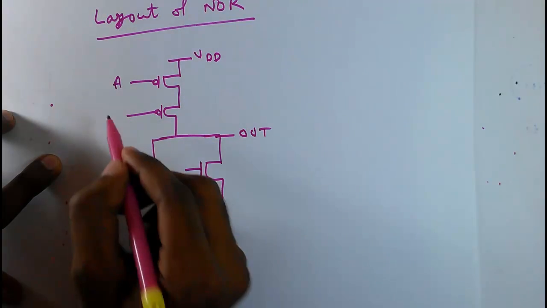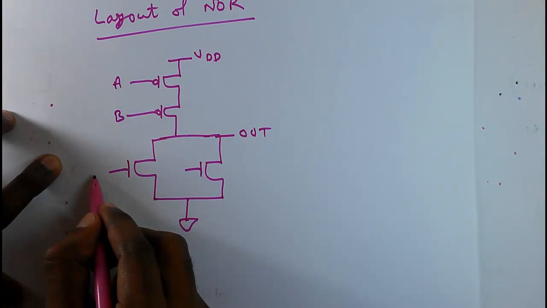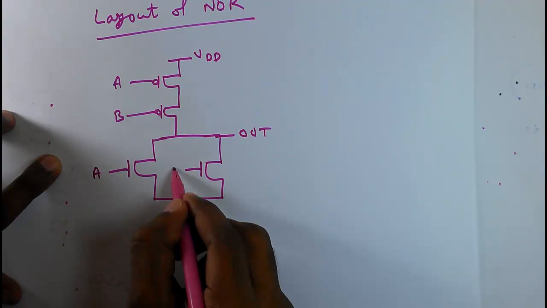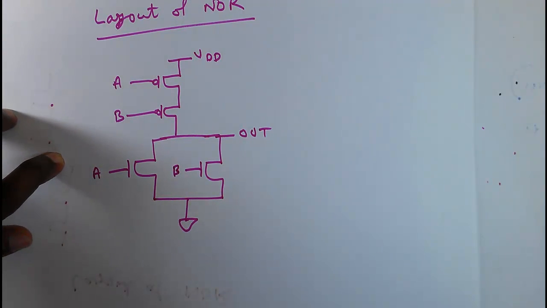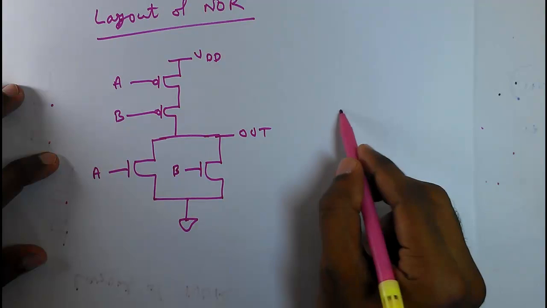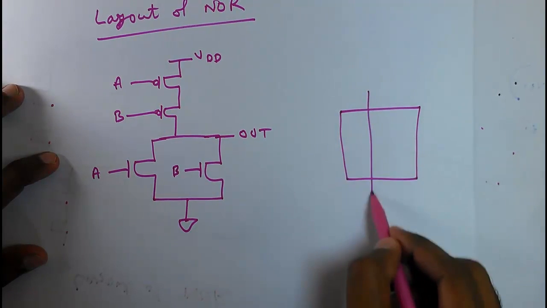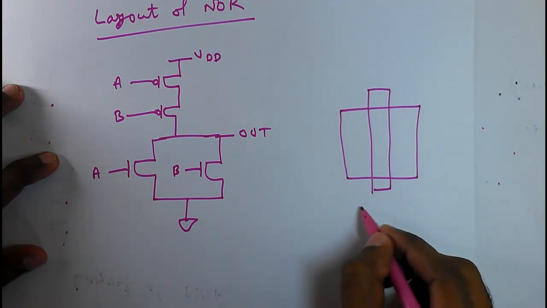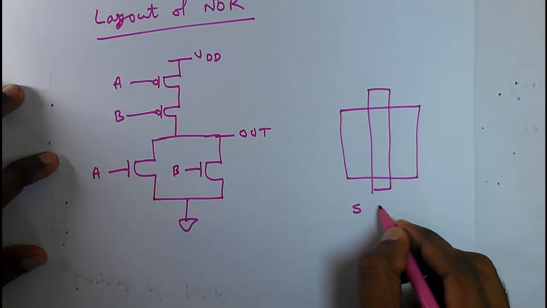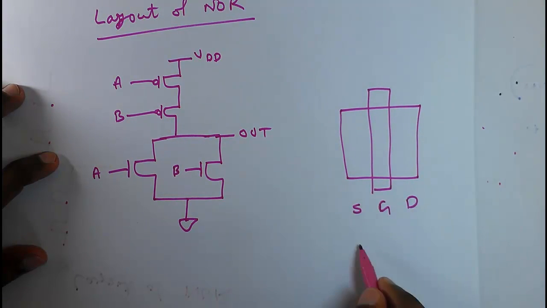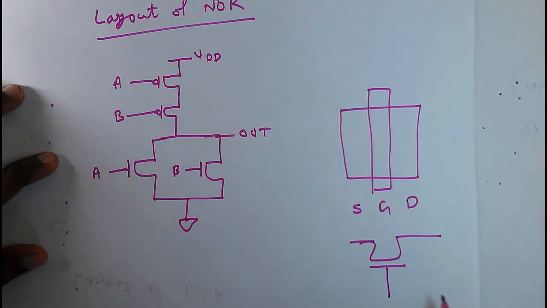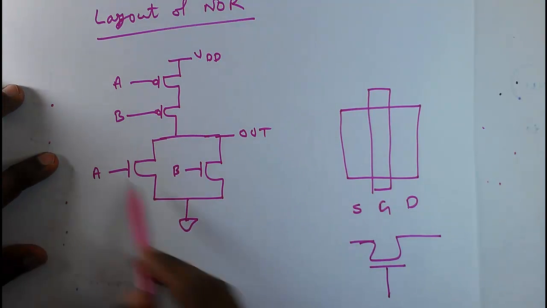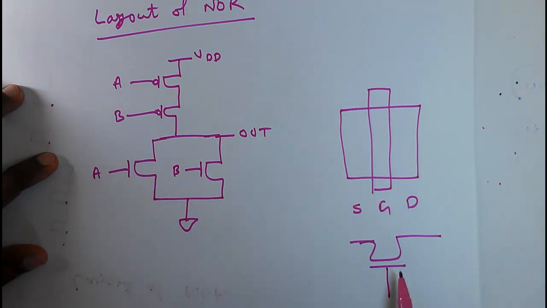This is input A, this is B. Here also it is A and B. But we know in the layout the MOSFET will look like this. So this is the source, gate, drain. That means it is easy for us if we draw in this way. If we draw in vertical, things will look like this. But if we draw in horizontal, source, gate, drain, then it is easy for us to understand the layout.